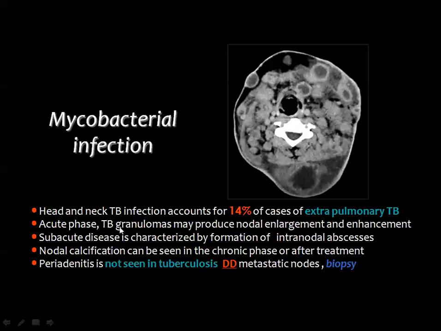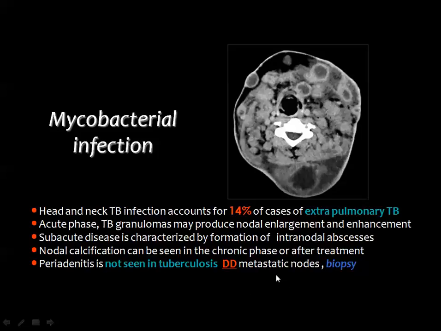In the subacute phase, the nodes will show central breakdown. In the chronic phase, the nodes will show calcification, and this calcium is also seen after treatment and healing. And in cases of tuberculous lymphadenopathy, there is no perinodal inflammation, and this will make some difficulties in differentiating TB from metastatic nodes, which do not show perinodal inflammation.